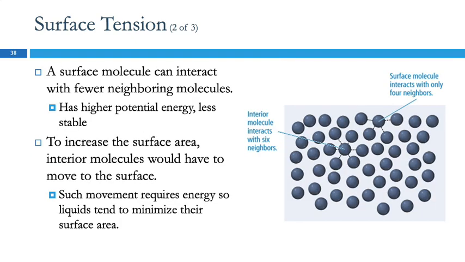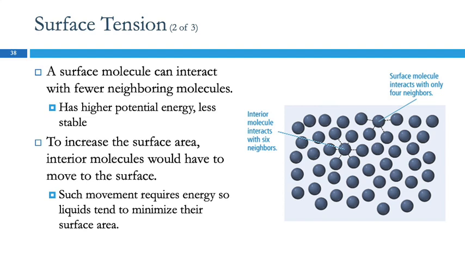So how does this work? Here we've got a two-dimensional illustration of a liquid. So here in the middle, any given particle is surrounded and interacting with 6 different neighbors. Whereas on the surface, these molecules are only interacting with 4 neighbors because there's nothing on this other side. So these interactions stabilize the molecules.